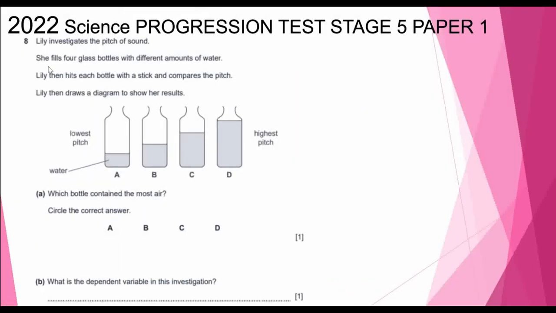Question 8. Lily investigates the pitch of sound. She fills 4 glass bottles with different amounts of water. Lily then hits each bottle with a stick and compares the pitch. Lily then draws a diagram to show her results. Lowest pitch, highest pitch, water. Which bottle contained the most air? Circle the correct answer.